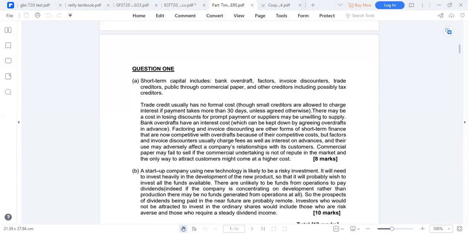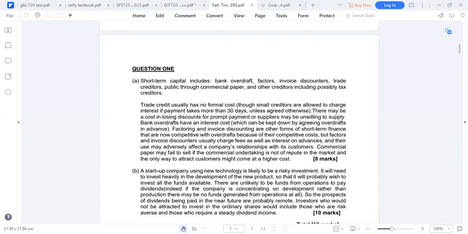So in summary, the combination of risk, lack of immediate dividends, and uncertainty in this new technology will deter investors from considering venturing into this kind of setup.